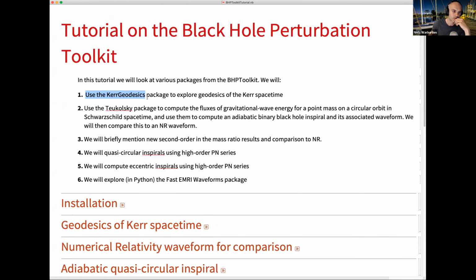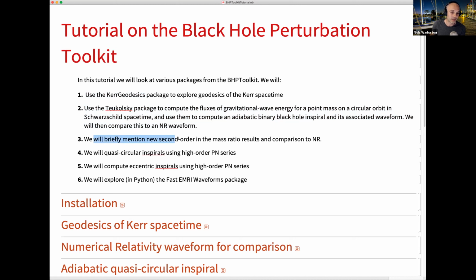So we want to compute some waveforms. We'll look at the Teukolsky package, which, as its name suggests, solves the Teukolsky equation, with just a few simple commands. We'll then make a comparison to a numerical relativity waveform computed with the Einstein Toolkit. As you might expect, just using linear perturbation theory, that does okay, but not that well.